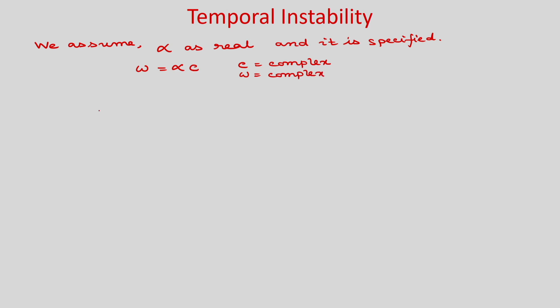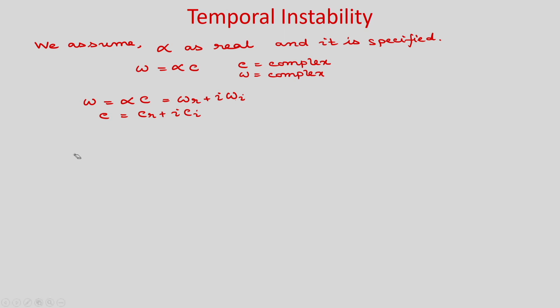If you remember, we have written omega is equal to alpha into c, right. Now, we can write this as omega r plus i omega i. So, this is the real part and this is the imaginary part. And c as complex, we can write c r plus i c i.